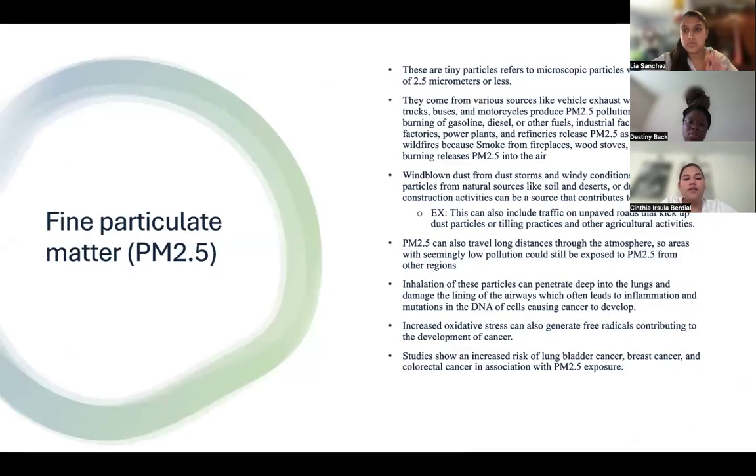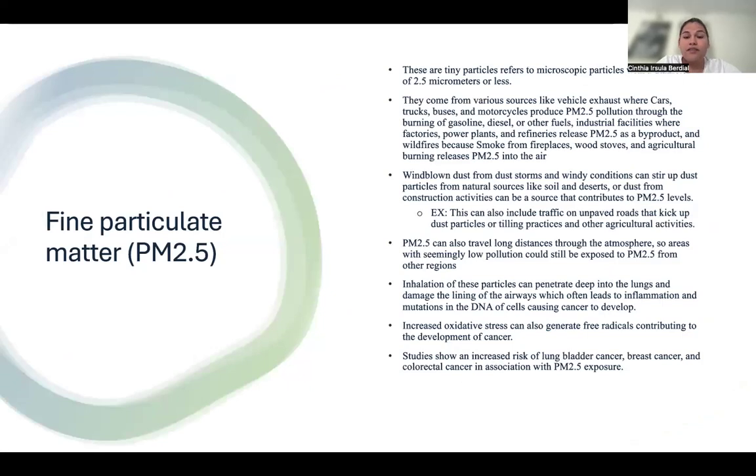Now let's talk about fine particulate matter, PM 2.5. These are tiny particles, microscopic particles with a diameter of 2.5 micrometers or less. They come from various sources like vehicle exhaust, where cars, trucks, buses, and motorcycles produce PM 2.5 pollution through the burning of gasoline, diesel, and other fuels; industrial facilities, where factories, power plants, and refineries release PM 2.5 as a byproduct; and wildfires, because smoke from fireplaces, wood stoves, and agricultural burning releases PM 2.5 into the air.